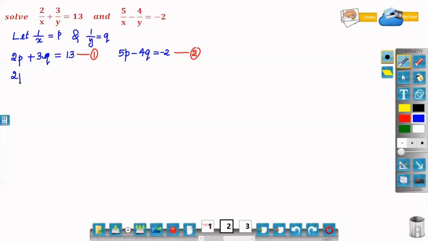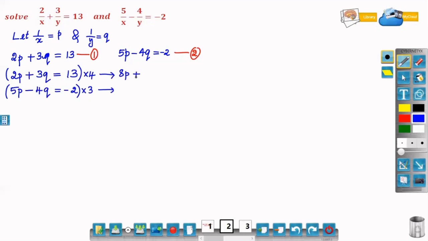Write one below the other. 2p plus 3q is equal to 13. 5p minus 4q is equal to minus 2. Now, in the elimination method, first we have to equalize the coefficient of any one variable. You can equalize the coefficient of p or the coefficient of q. I will multiply the first equation by 4 and the second equation by 3. So the coefficient of q becomes equal. 3 4s are 12, 4 3s are 12. Multiply the first equation by 4.